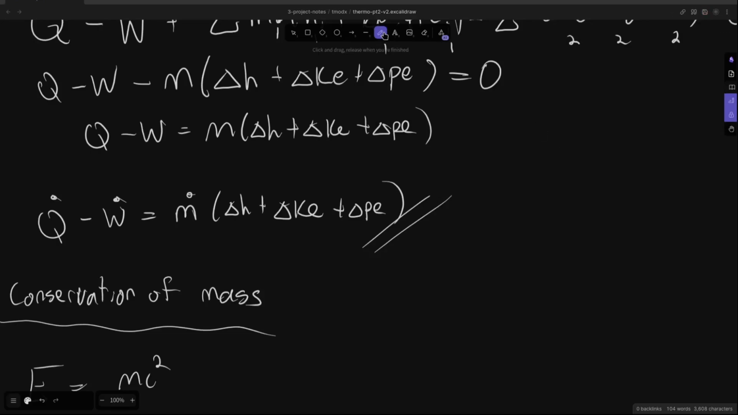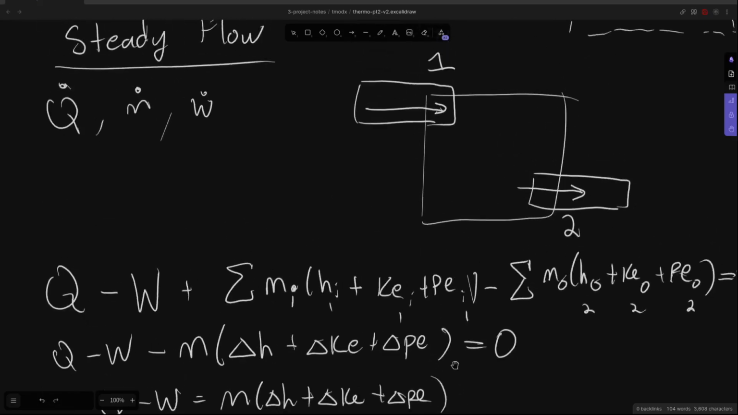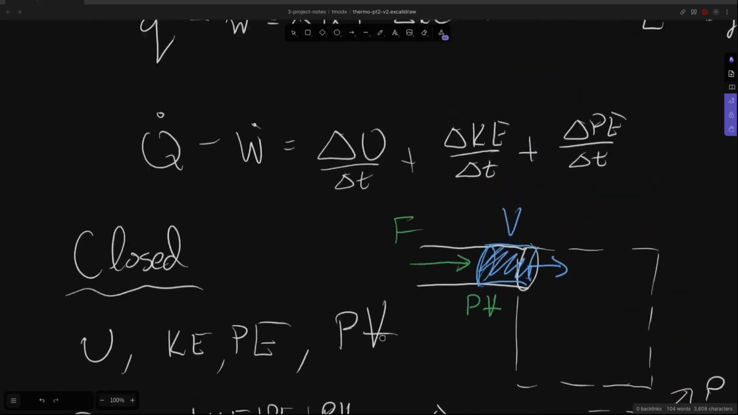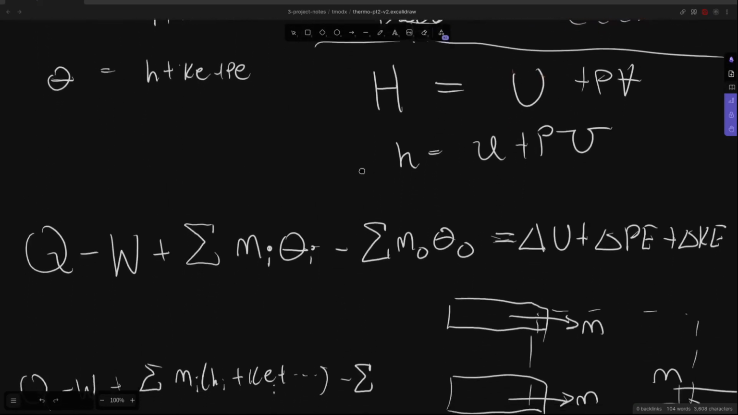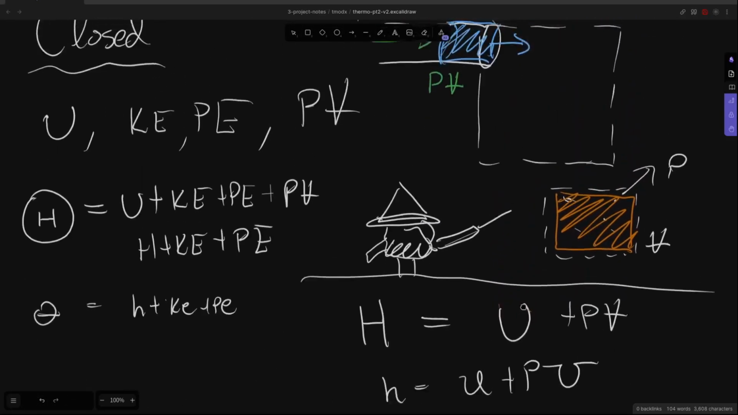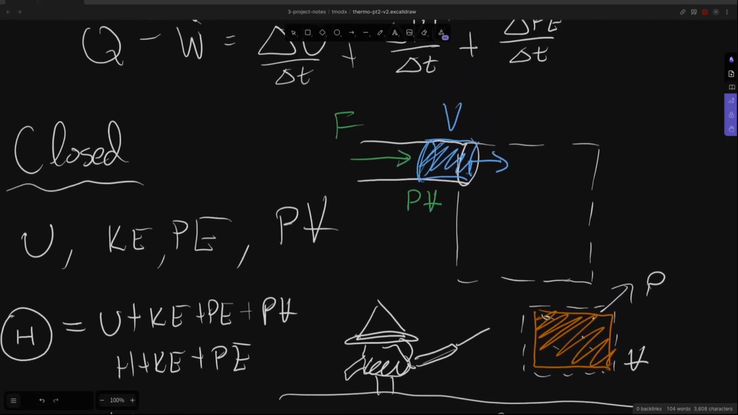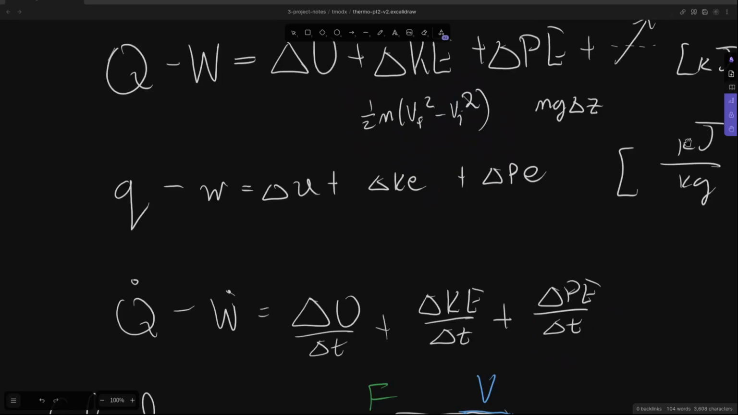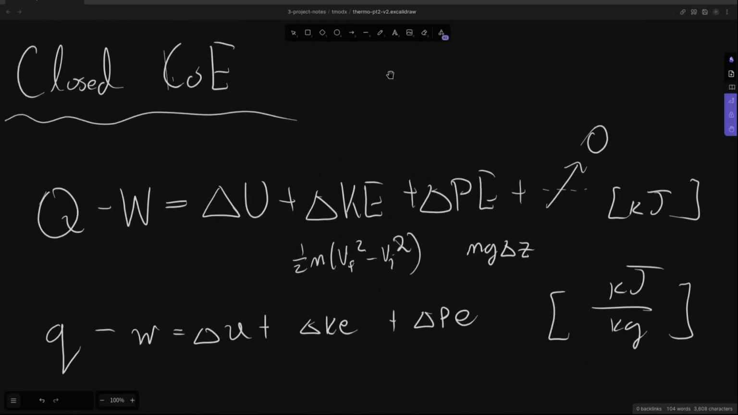The two biggest equations that you probably want to pay attention to are this one, and for a closed system, since we were talking about closed systems earlier, where was it? I could have sworn I wrote it. Yeah, I wrote it up a little bit further. This one right here. Q minus W equals delta U plus delta KE plus delta PE, and the other things go to 0. These have units of kilojoules. Specific is kilojoules per kilogram.